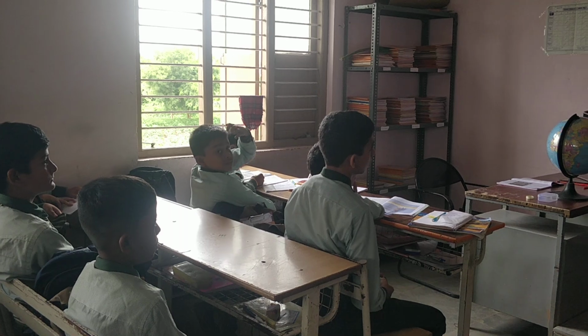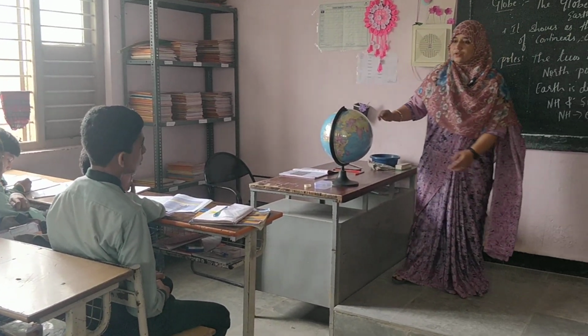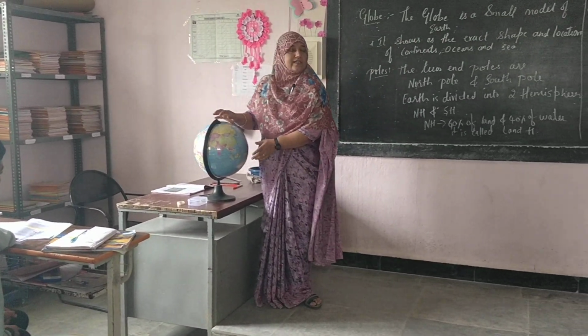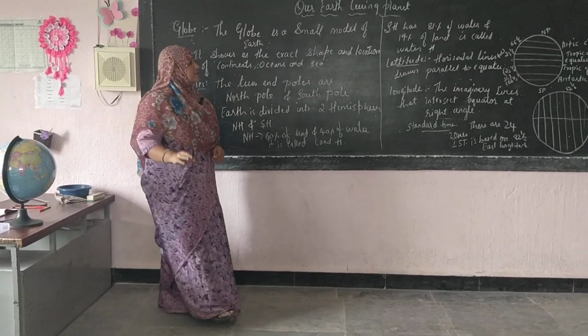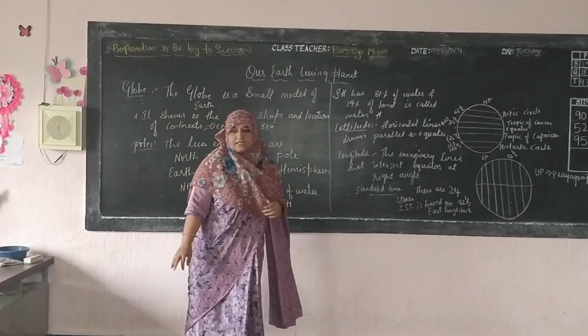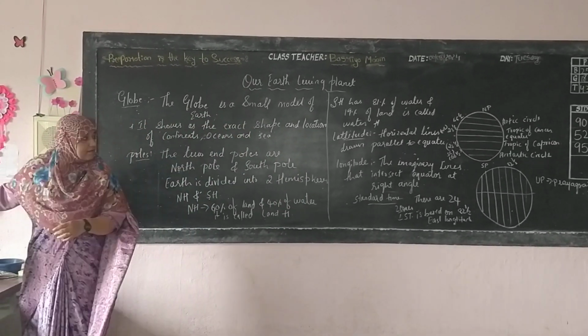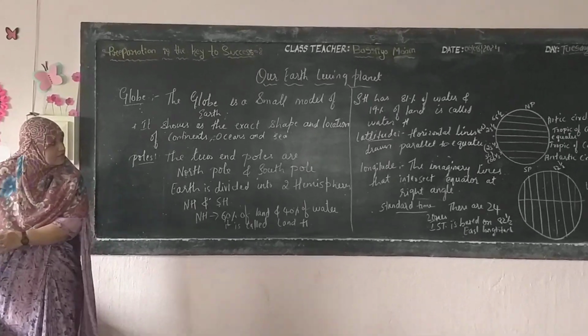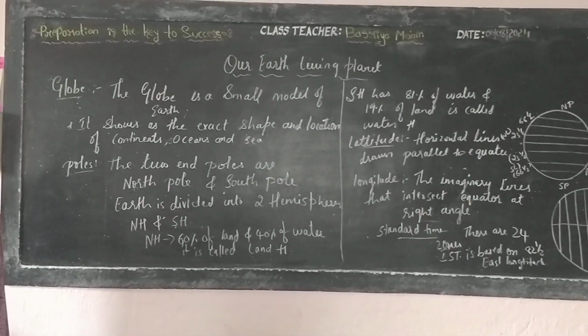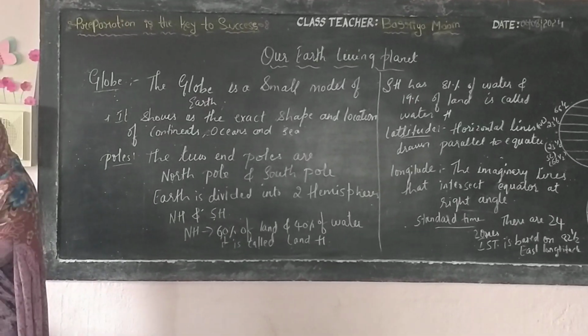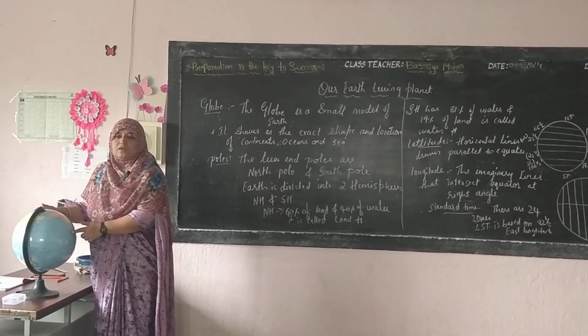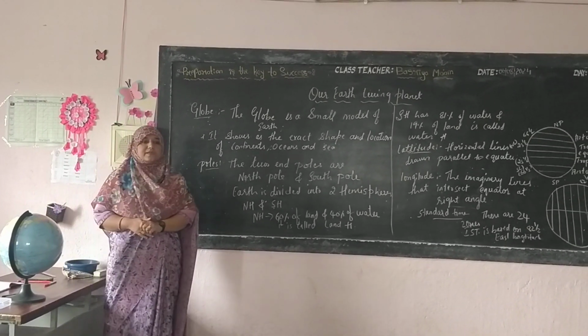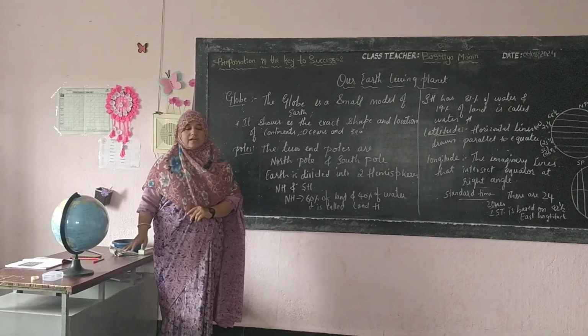In the same way, in the Southern Hemisphere, 81% is water and 19% is land. It is called the water hemisphere, because 81% of water is present in the Southern Hemisphere.